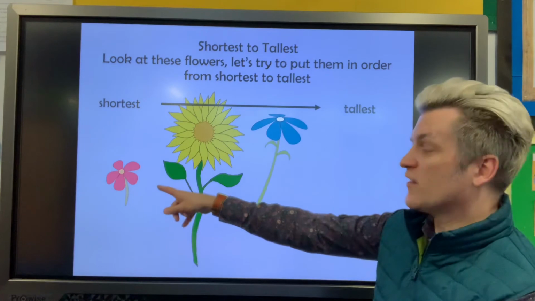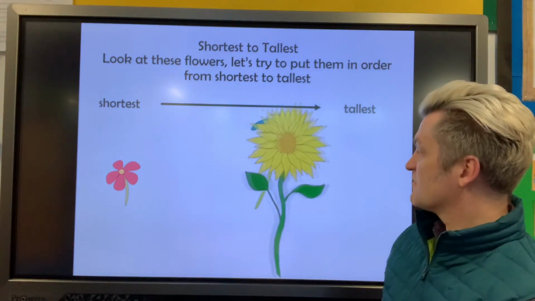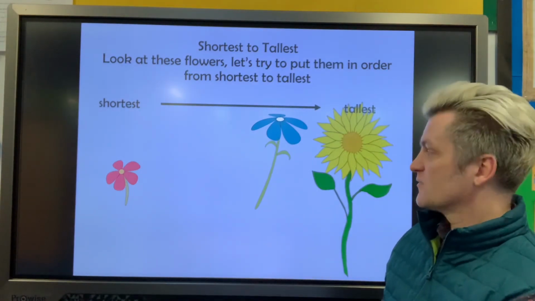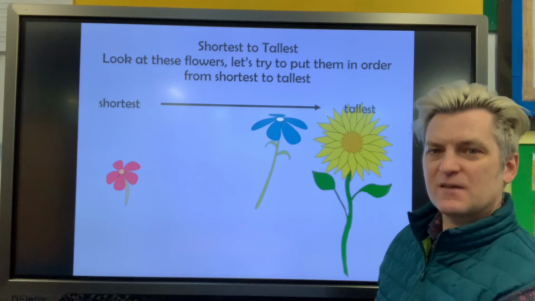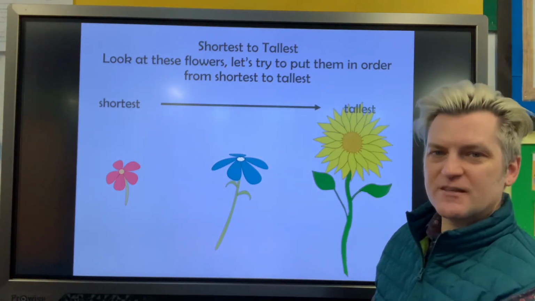So I've put the pink one over here because it's the shortest one. Then I've put the tallest one over here. So where will the blue one go, do you think? Right there in the middle.